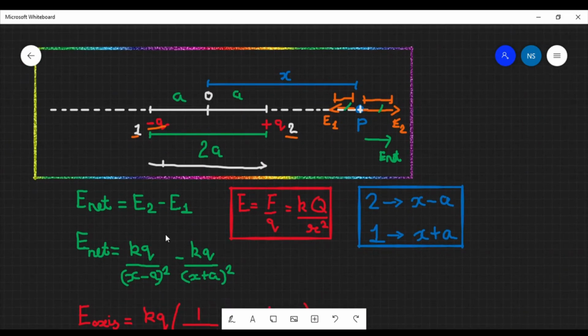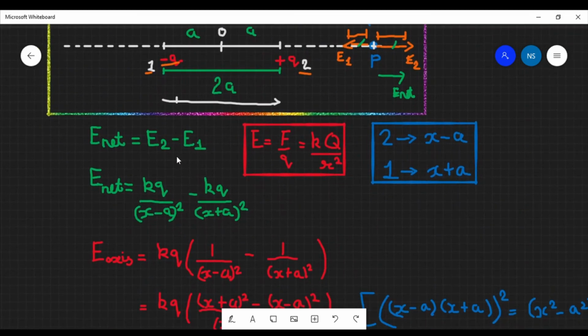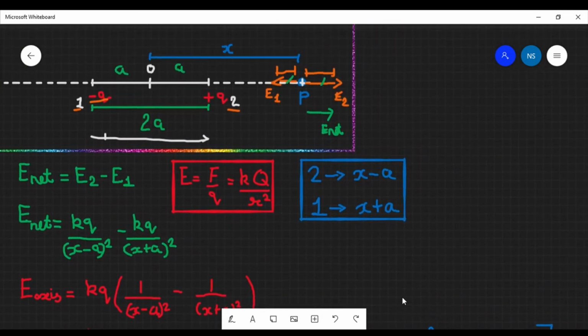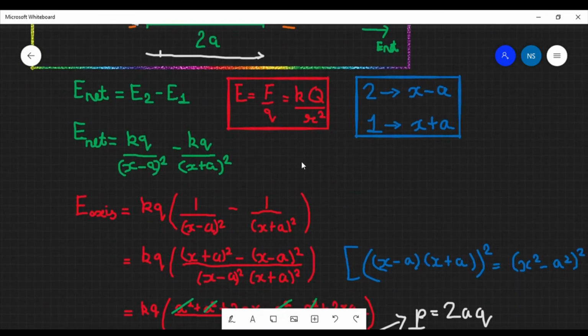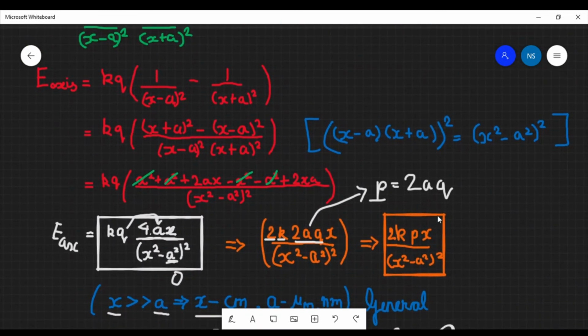E2 minus E1. So we substituted the electric field intensity formula in this. Then we got the distances: from the point P to the center the distance is x. So from the plus q charge, that is our second charge, the distance will be x minus a, and from the first charge, the minus q charge, the distance will be x plus a. So we substituted the distances also and then simplified it.